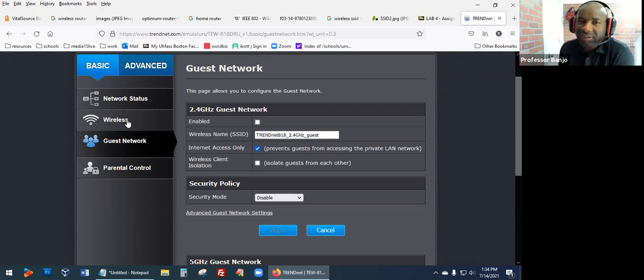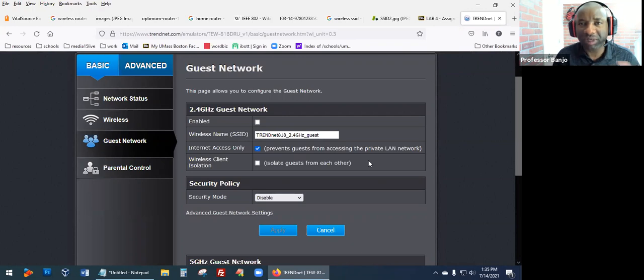Somebody who comes in as a guest, just like if you go to Dunkin' Donuts or Starbucks or Quincy College and you're on the wireless, you cannot access the files for Quincy College. You cannot access the HR department. You cannot access the professor's documents. You're on the guest network, a separate network. That network prevents you from accessing the private network files and stuff like that, right? Then there's also this part here.